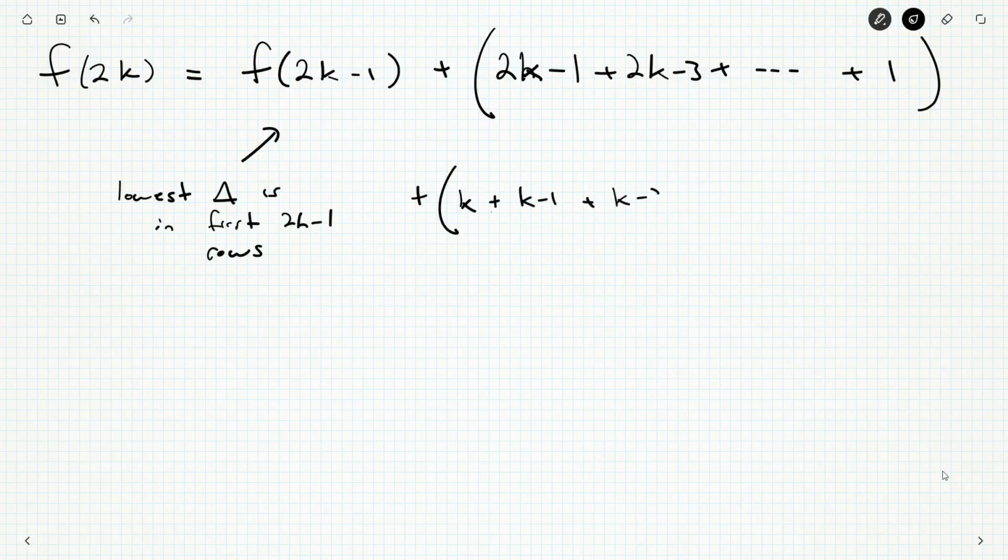Plus k minus 2 plus k minus... No, k minus 1 plus k minus 2, plus k minus 2 plus k minus 3, all the way down to plus 3 plus 2 plus 2 plus 1. And this is k squared. I'm trying to avoid having to use some sort of summation notation or something like that, but I think I'm going to have to.